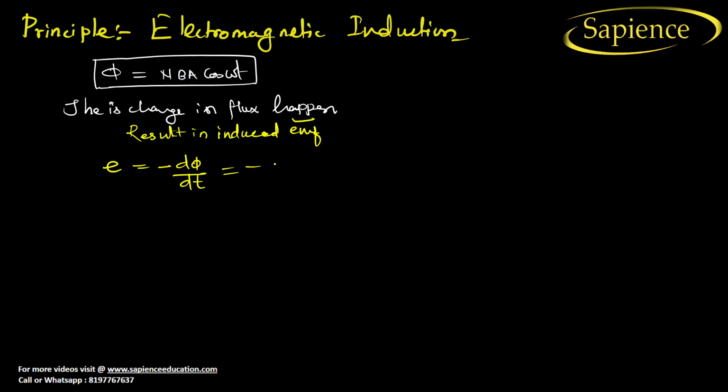Why minus? Because it will be in the opposite nature. So there will be minus d by dt of NBA cos omega t. Now when you do this, this will be minus NBA, and this is known as sine omega t. So this is known as E, right?